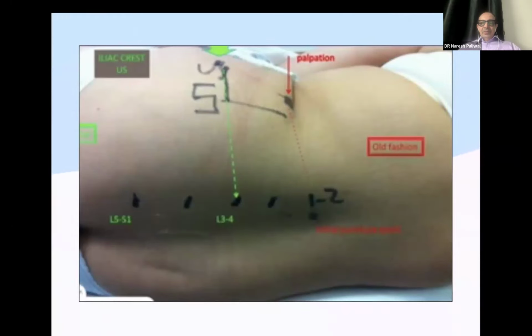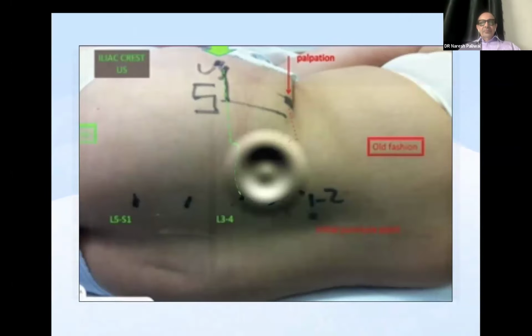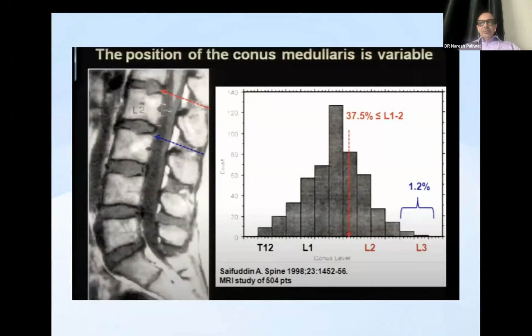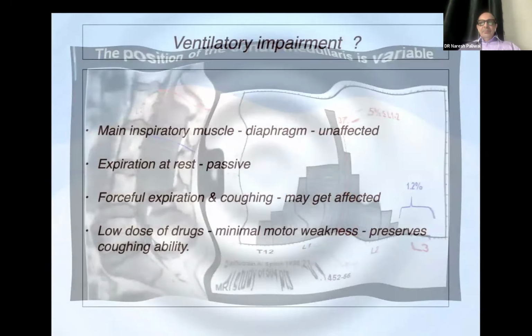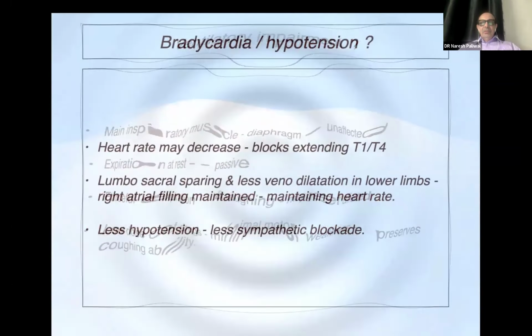Again, this is one picture where you can see that by palpation, you're not always correct. You're not always palpating correctly the L4-5 or L3-4 space. You're always 1 or 2 spaces higher than what you intend to. It was confirmed with ultrasound. The position of the conus medullaris is also variable. These things are all covered.